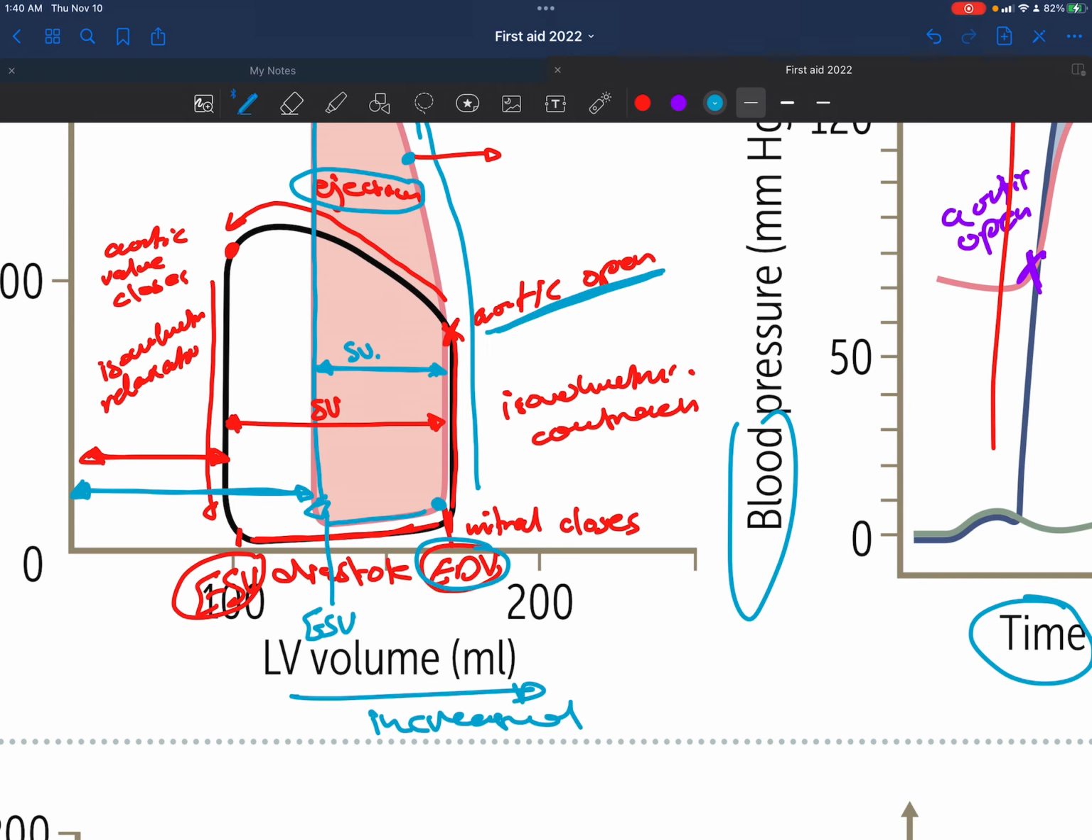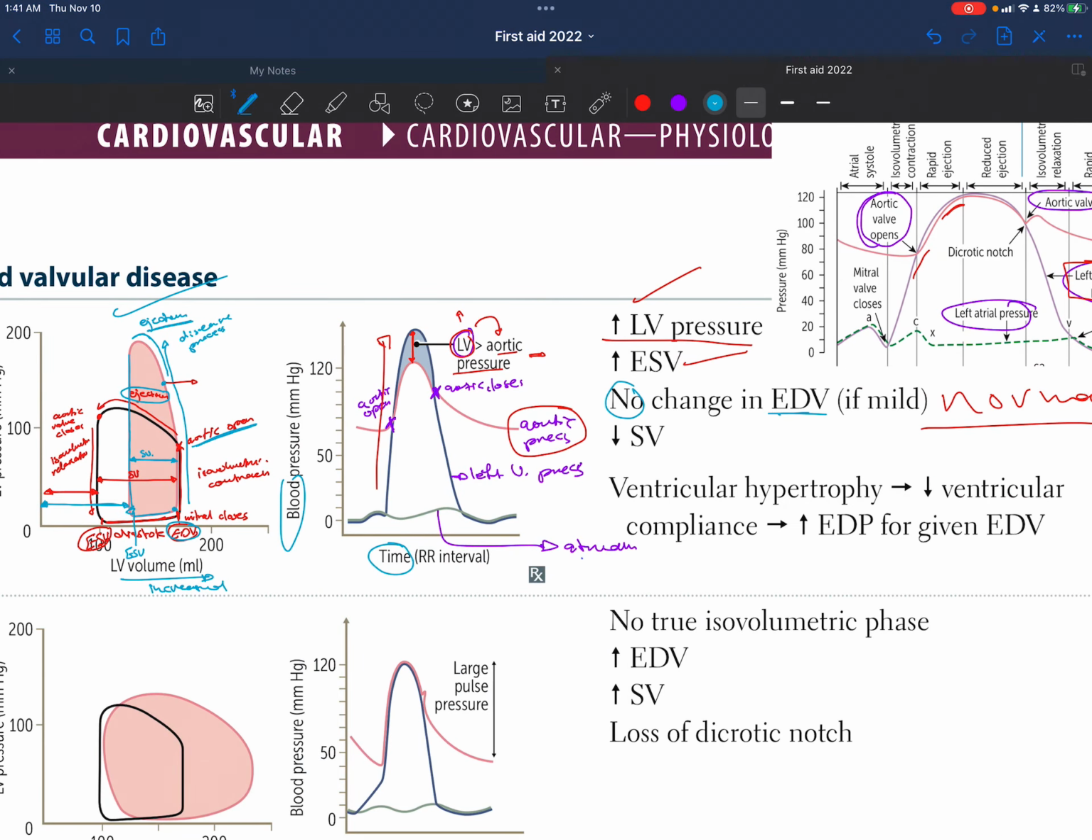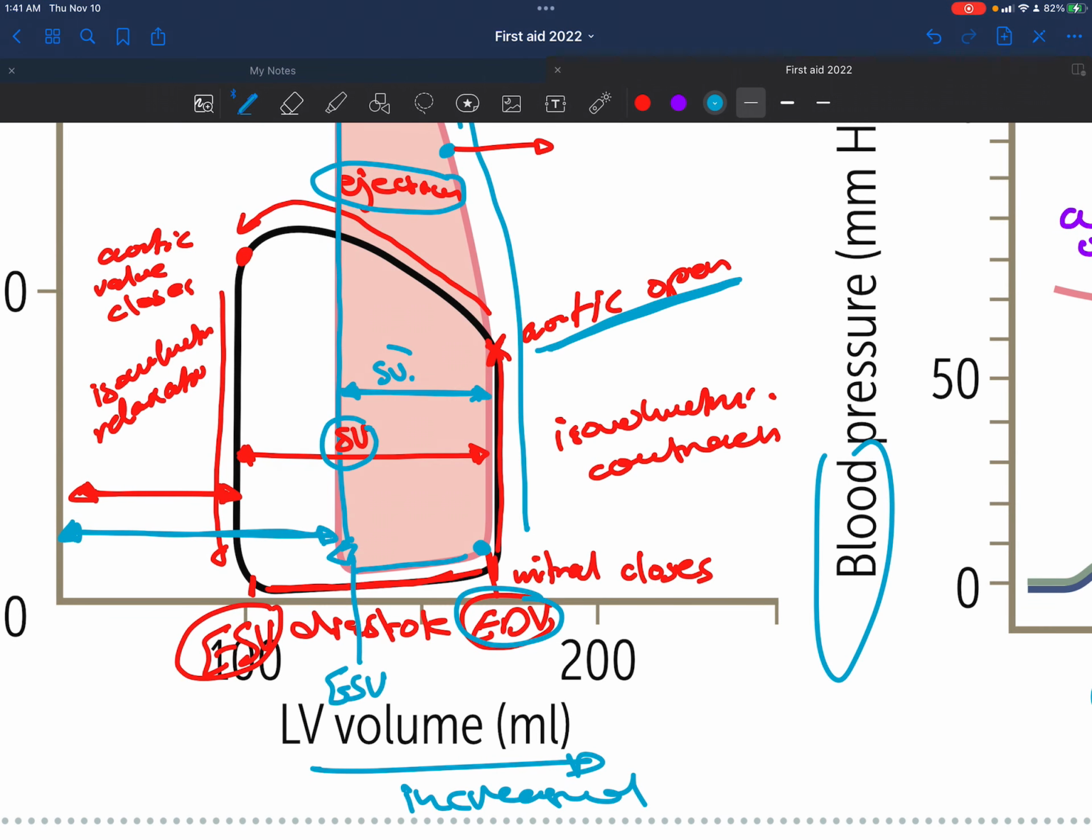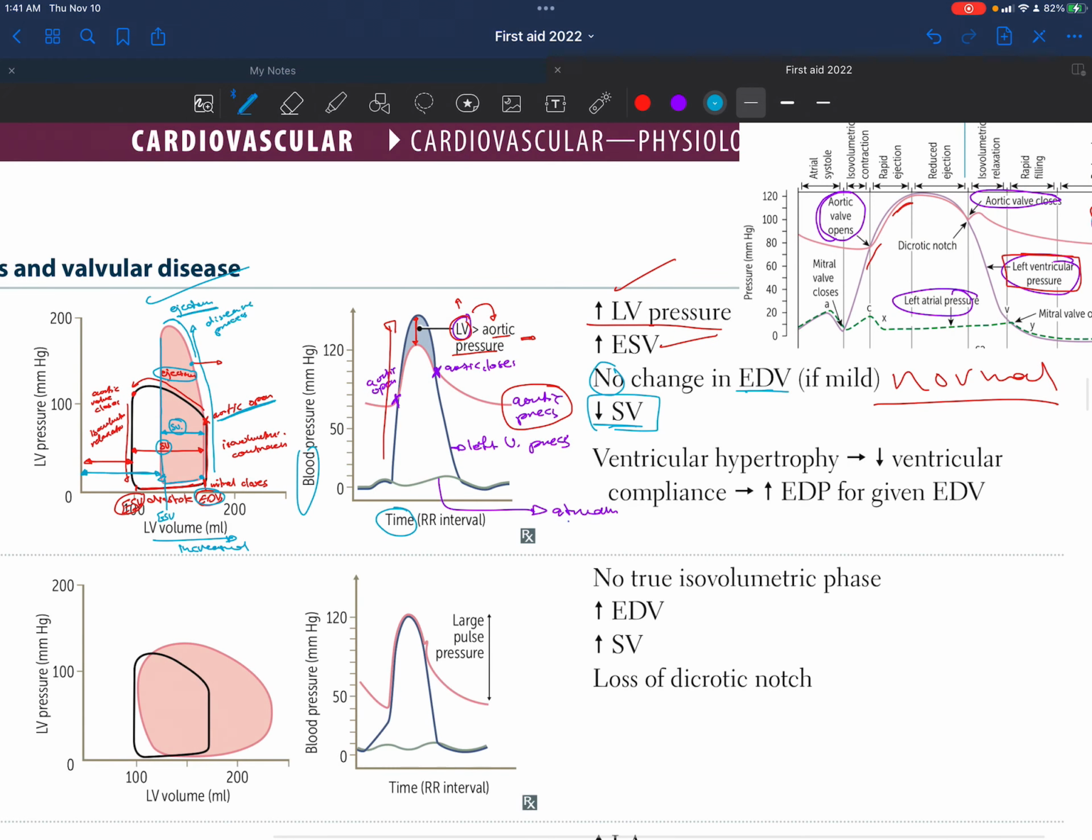I mean, we don't have a problem in filling the ventricle. We have only a problem with ejecting the blood out of the ventricle. So there's reduced stroke volume. So yes, there you go. This is the normal stroke volume, and this is the diseased stroke volume in aortic stenosis. And we could have ventricular hypertrophy, and that leads to decreased ventricular compliance, which leads to an increased end diastolic pressure for a given end diastolic volume.